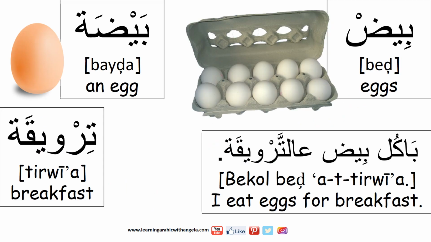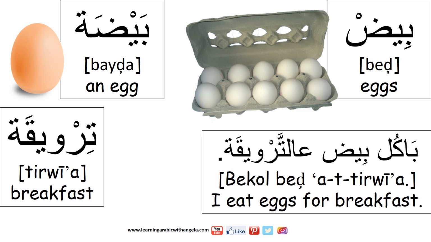So ترويقة is breakfast, and we know that بيض is eggs. It's a collective name that means eggs. بيضة means a single egg. Our example sentence: باكل بيض عالترويقة. That means I eat eggs for breakfast. Now had I said باكل بيضة عالترويقة, that would mean I eat a single egg or an egg for breakfast.